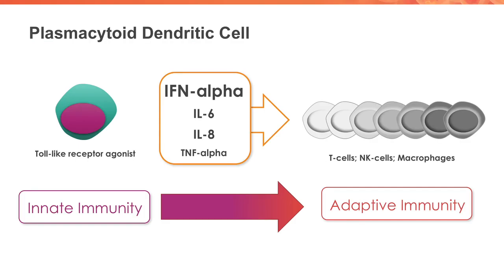BPDCN originates from the plasmacytoid dendritic cell, which are normal components of peripheral blood cells. The PDCs are the intermediates between innate and adaptive immunity. They can recognize the antigen through the toll-like receptor, and they can secrete cytokines such as interferon alpha, IL-6, IL-8, and TNF-alpha. And this subsequently results in the activation of T cells along with NK cells and macrophages.